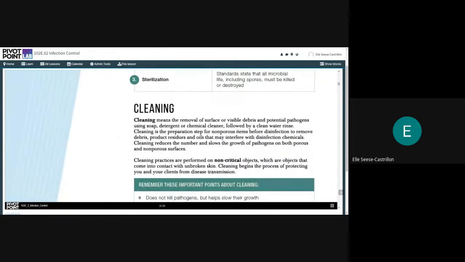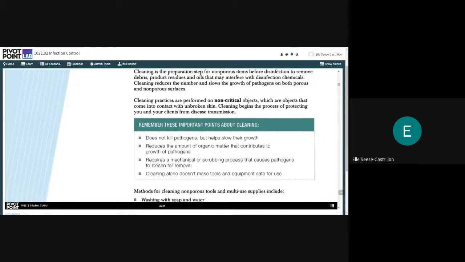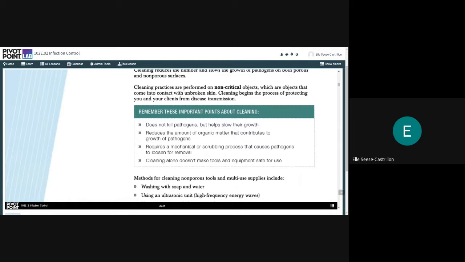So cleaning, let's talk a little bit more about that. Cleaning means the removal of surface or visible debris of potential pathogens, which is using soap, detergent, or chemical cleaner, followed by a clean water rinse. Cleaning is the preparation step for non-porous items before disinfection to remove debris, product residue, and oils that could interfere with disinfection chemicals. Cleaning reduces the number and slows the growth of pathogens on both porous and non-porous surfaces. Cleaning practices are performed on non-critical objects, which are objects that come into contact with unbroken skin. Cleaning does begin the process of protecting you and your clients from disease transmission.